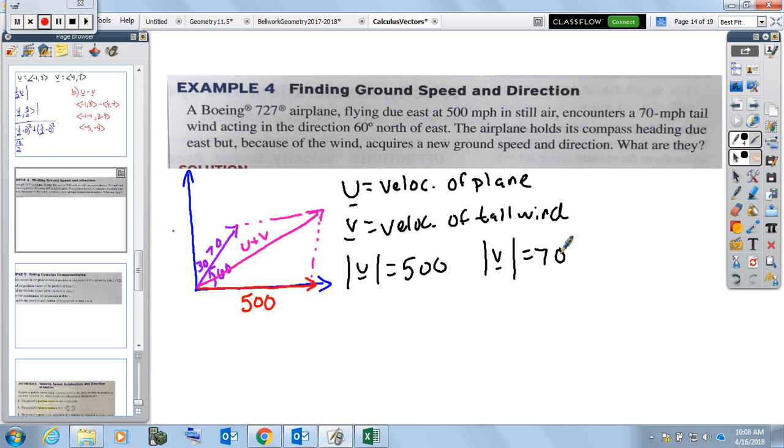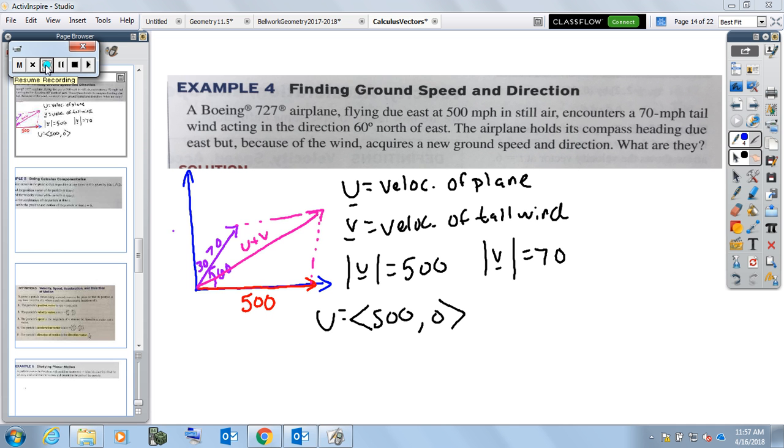And so what do we do to represent this? Well, we need to find out what these look like in actual vector and component form. And so u in component form is going to equal 500, comma 0, because it went 500 towards x and 0 up towards our y direction.